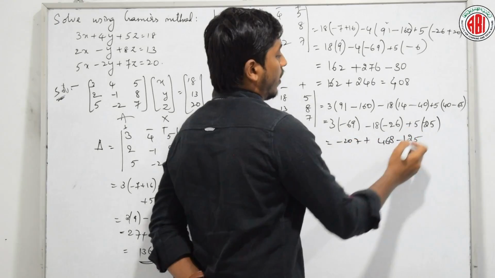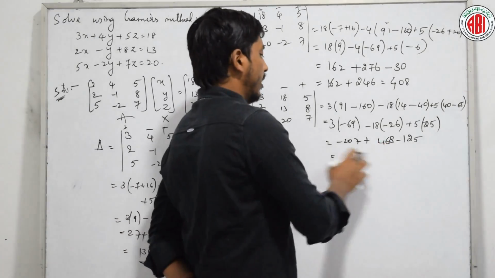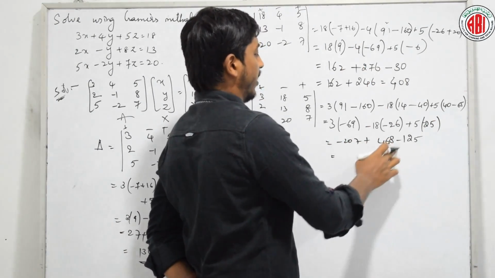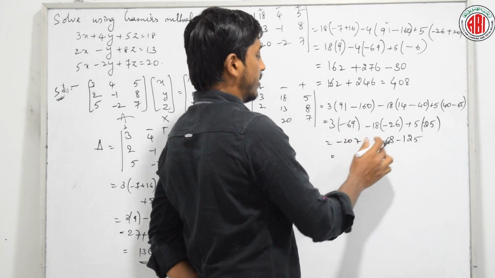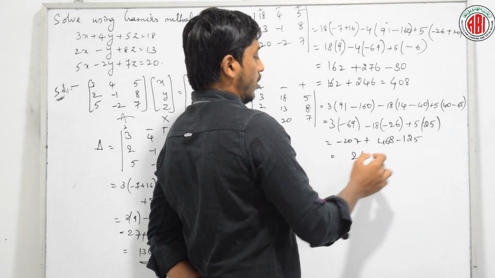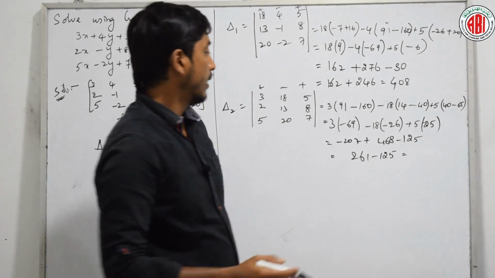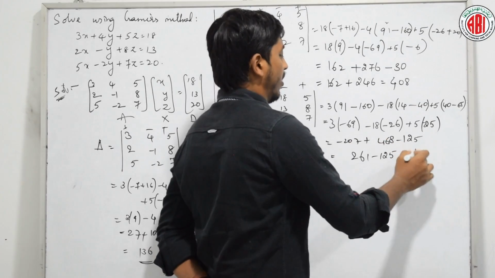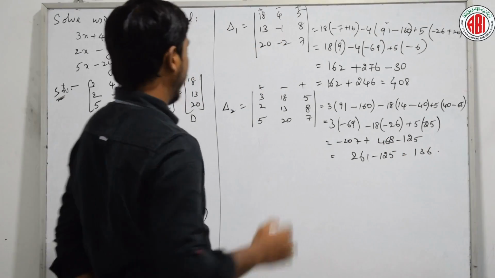Now what shall we do? Now tell me, let us subtract these both and subtract 125 later. Is it clear? Fine. After subtracting 125, we will obviously get it as 136. This is my delta 2.